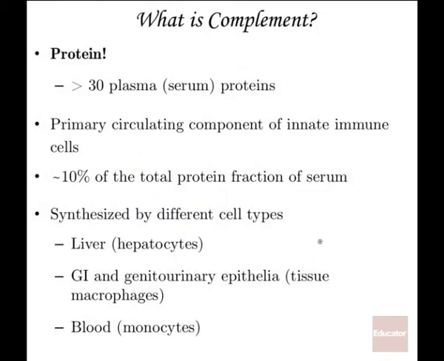So complement is a protein, and there are over 30 different kinds of complement in the human body. Complement resides in the plasma, and in fact it represents approximately 10% of the plasma. So it's certainly a visible and important part, and it's synthesized by different cell types. It's synthesized in the liver, also in the GI and genitourinary tract, and of course the blood supply.